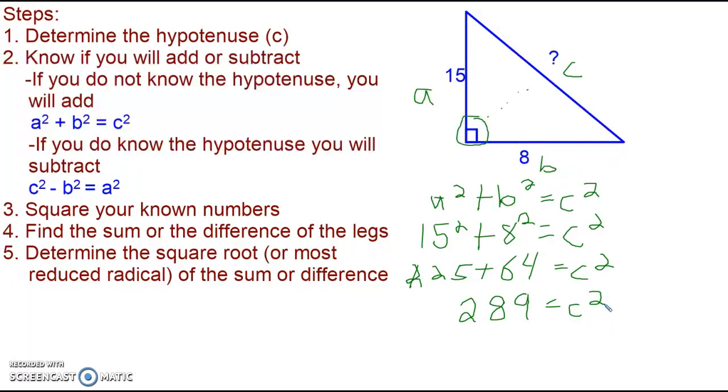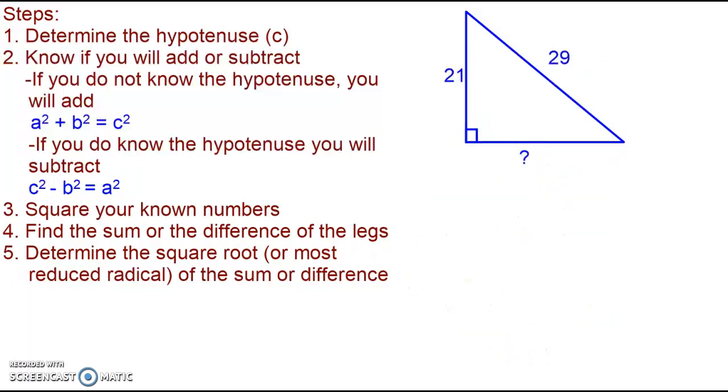Now remember, we're finding C, not C squared, so we need the opposite of square, which is square root. And we get that C is going to be equal to 17. That means that the hypotenuse has a length of 17 units. All right, next here we have determined the hypotenuse.